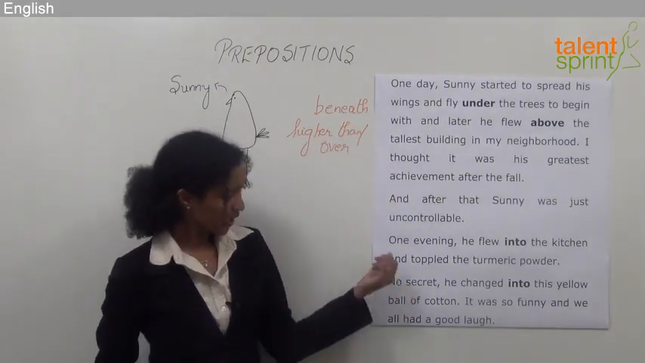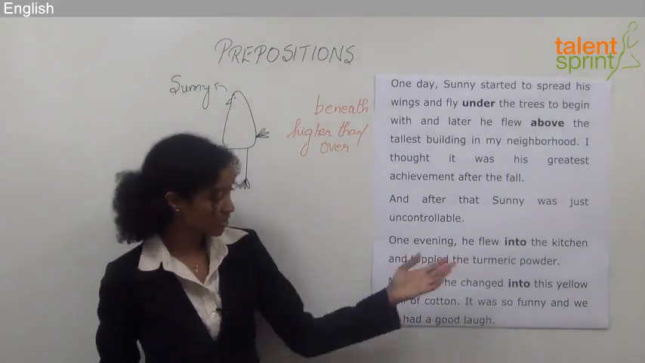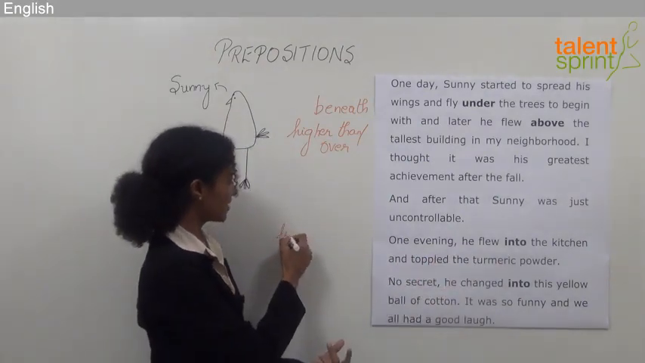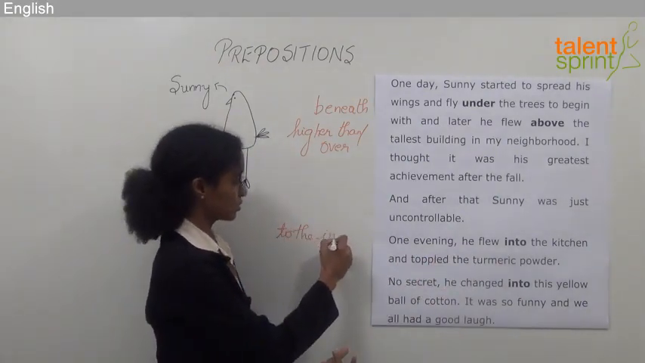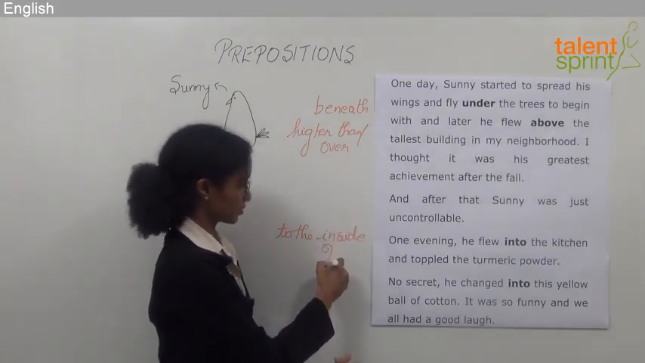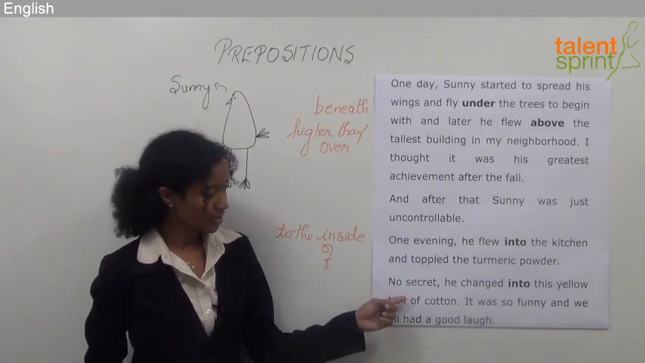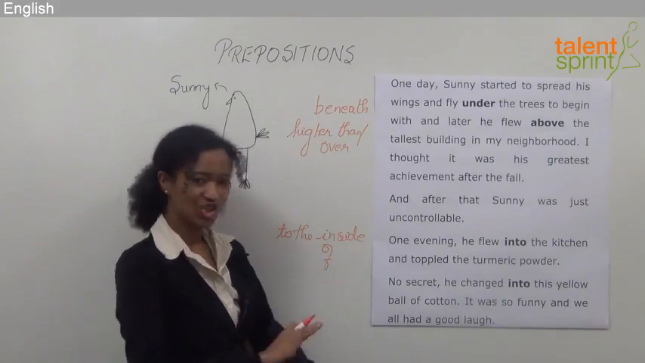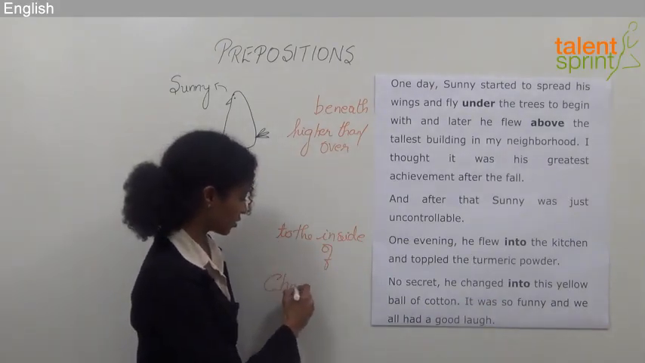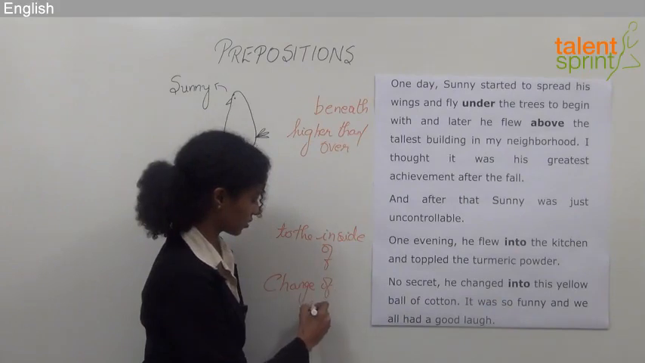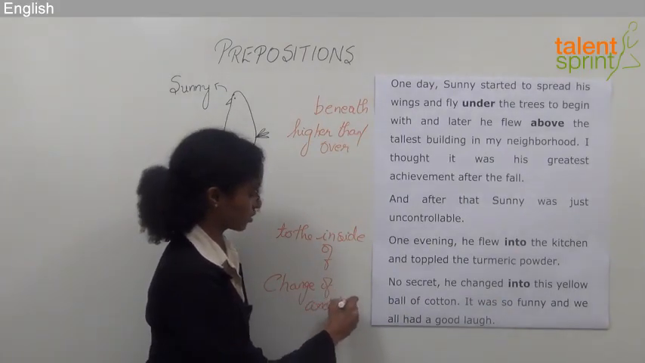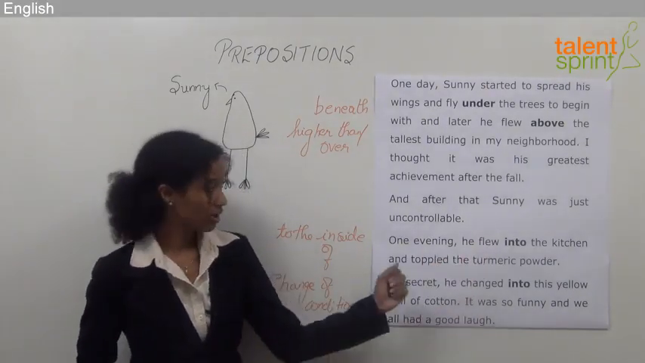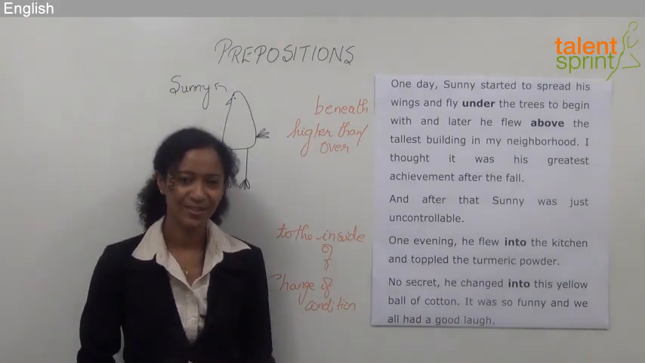right? And then here in this sentence, one evening he flew into the kitchen and toppled the turmeric powder. So into here denotes to the inside of. Right? But here, no secret, he changed into this yellow ball of cotton. Into here denotes a change of condition. So do you see the difference in this into in this context and this into? Right? Alright, let's continue with the story.